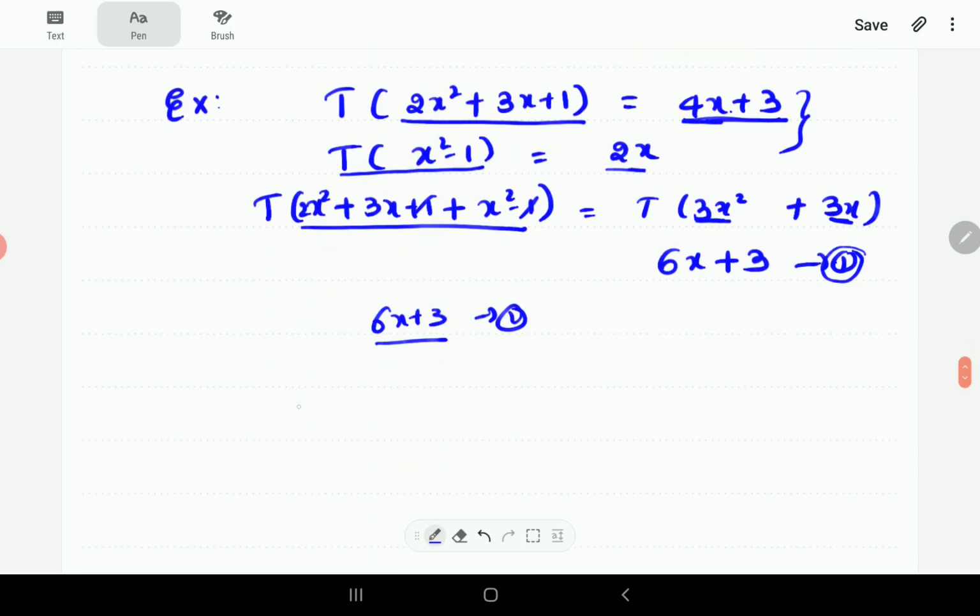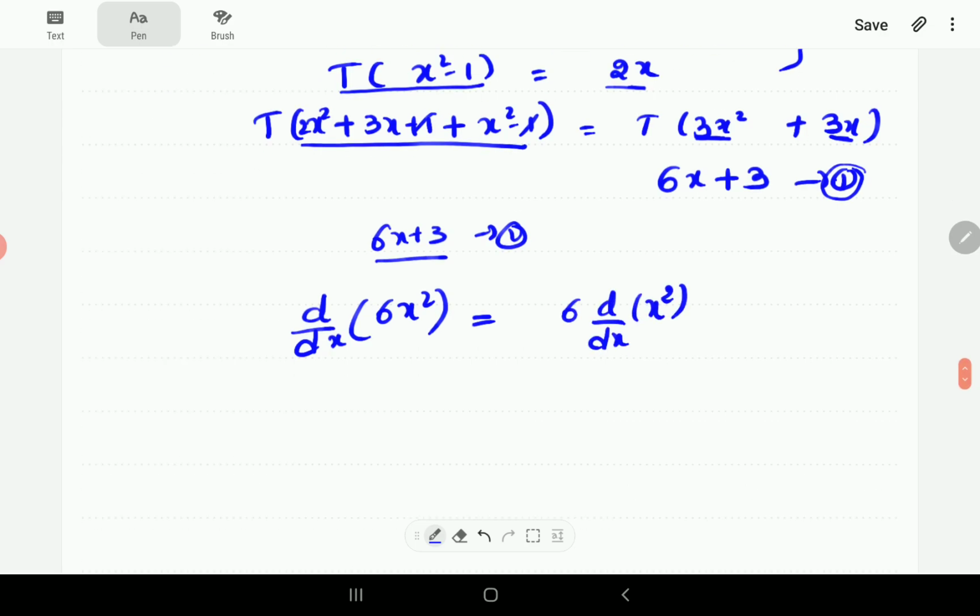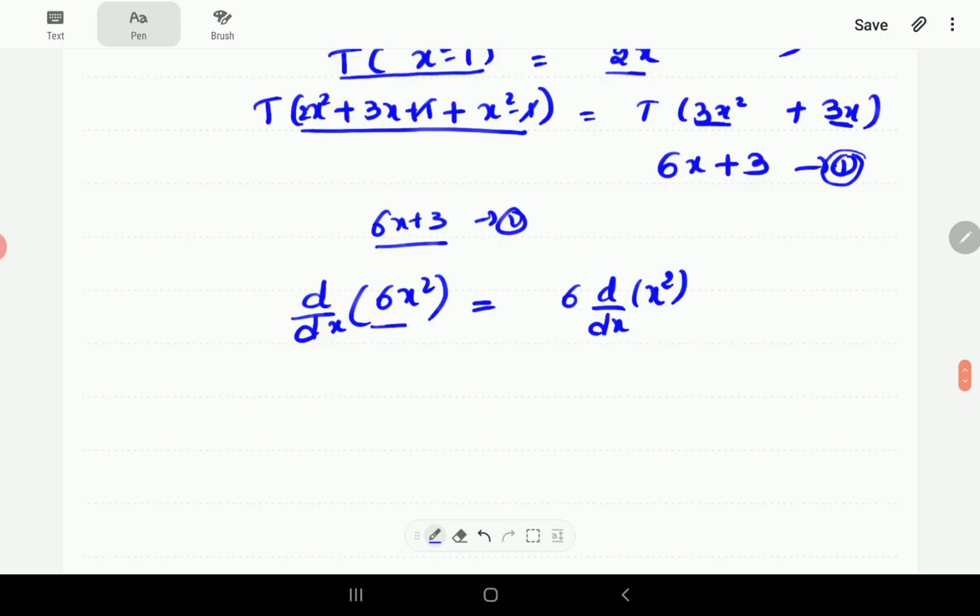For example, let me take another example. If I take a derivative, say d by dx of 6x square, this is the same as 6 into d by dx of x square. Okay, this is true. Now what is the derivative of 6x square? It is just 12x, and here it is 6, and the derivative of x square is 2x, which is again 12x.